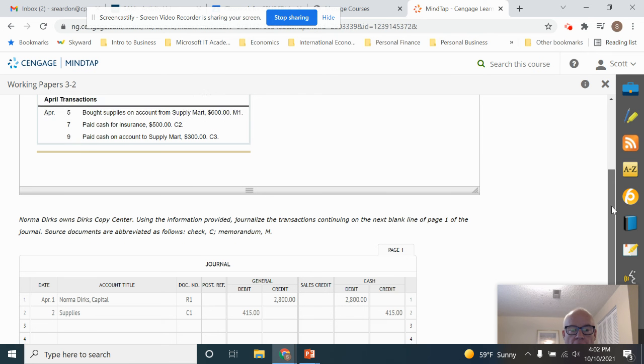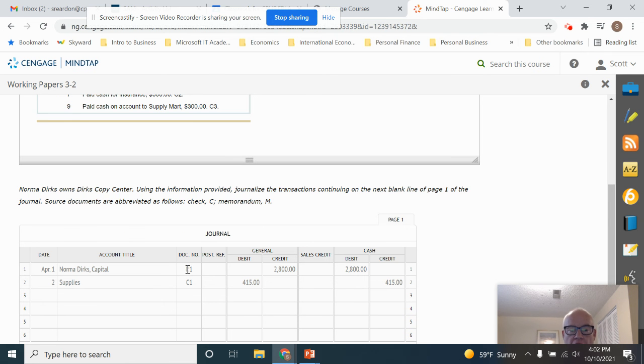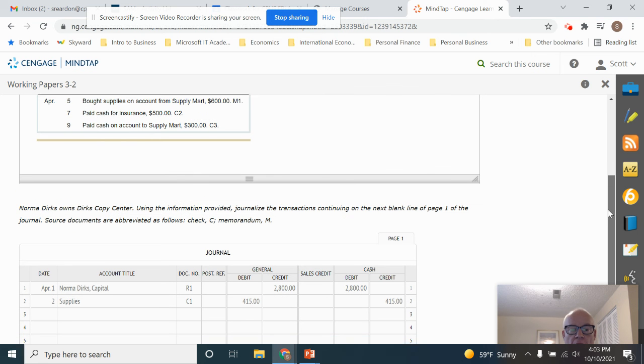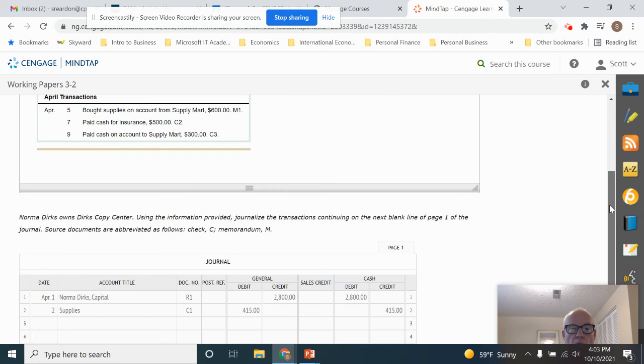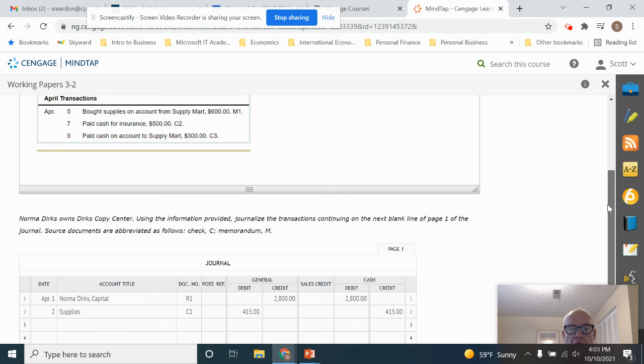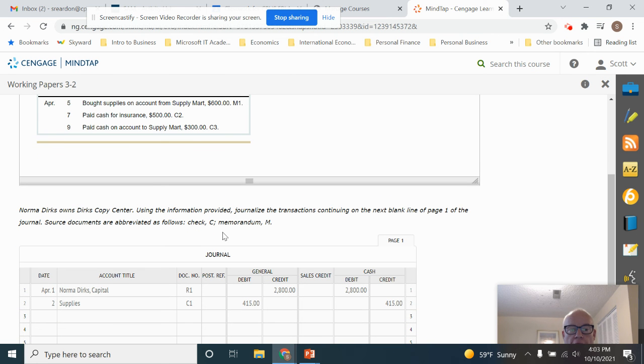Okay, all right. Looks like we actually have a couple of transactions already from the last chapter, I believe. Norma Dirks, receipt 1, credit $2,800, debit $2,800, putting money in the business. Looks like we bought supplies with cash. Okay, so next we have bought supplies on account from Supply Mart, $600, M1, memorandum 1.